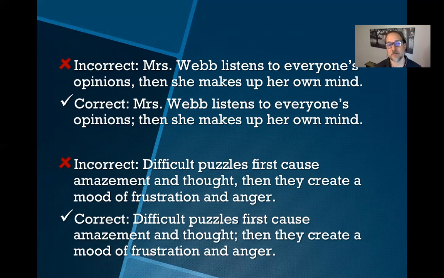Good. Next one: difficult puzzles first cause amazement and thought, then they create a mood of frustration and anger.